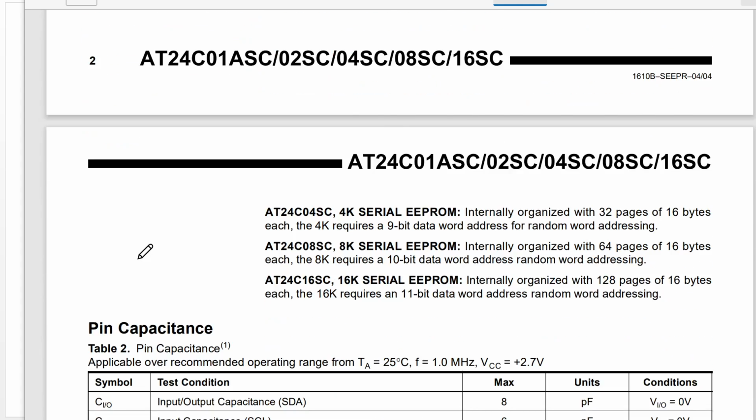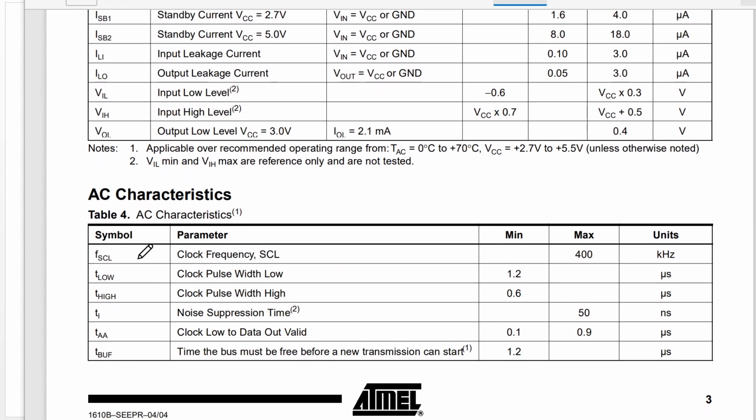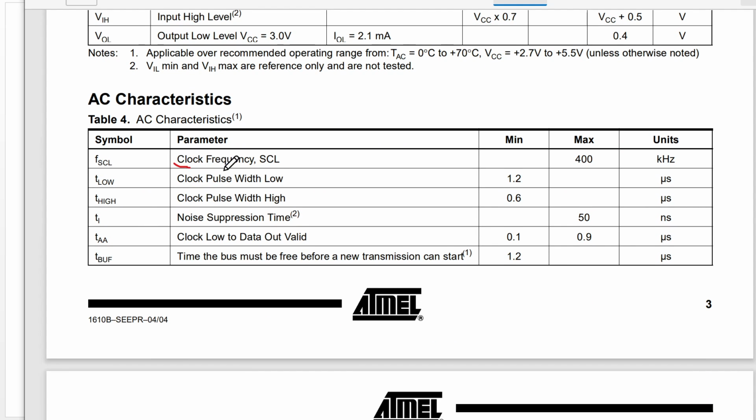Next, let's take a look at the clock frequency. The maximum is 400 kHz. You will notice there is no minimum, so we can try something like 1 kHz.